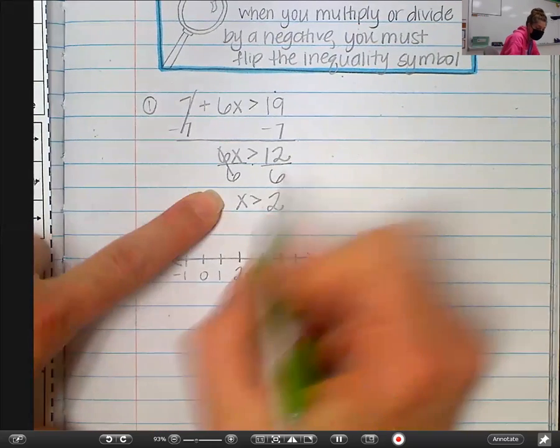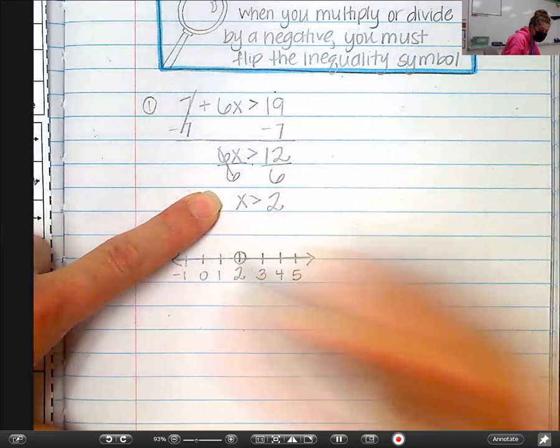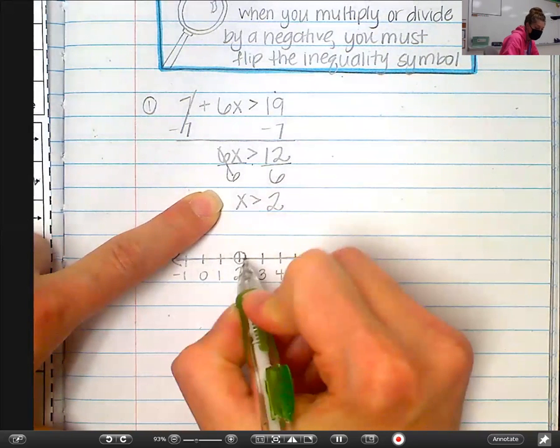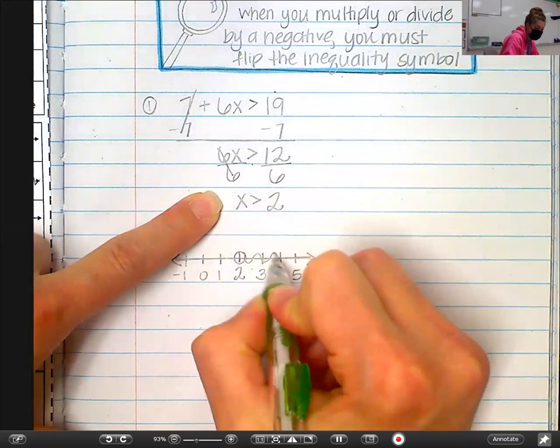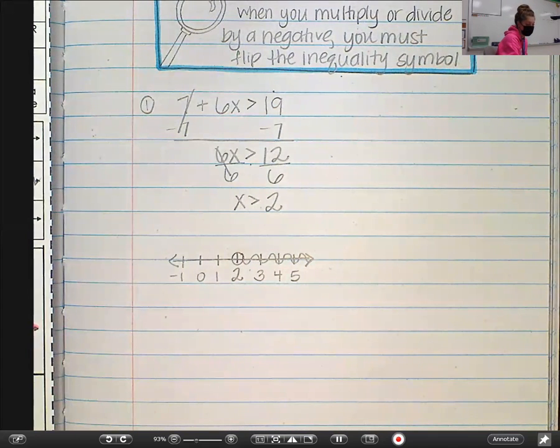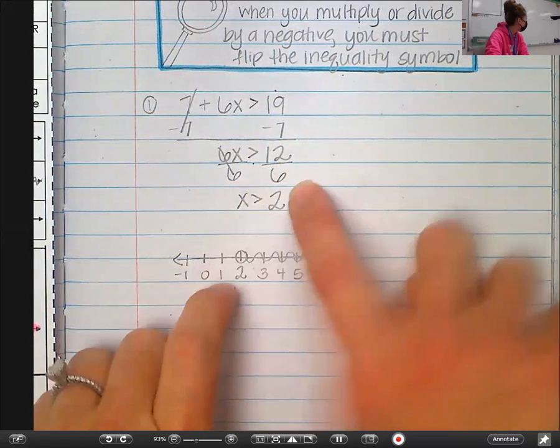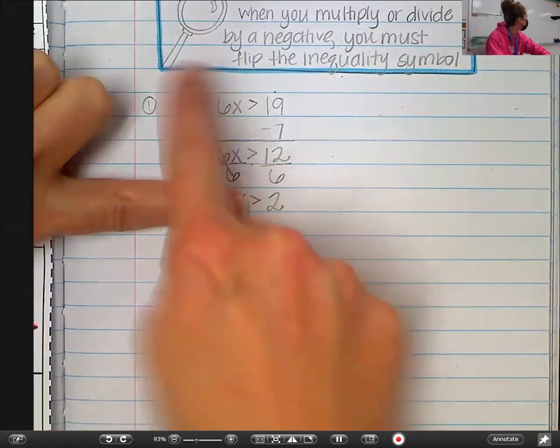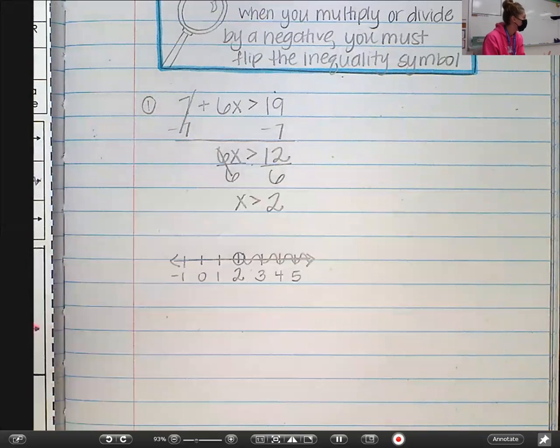Okay, so let's go ahead and graph that. We have x greater than 2. And put this open circle, and squiggle the greater than sign. One student noticed a couple years ago that this symbol was almost like an arrow pointing in the direction that squiggle should be going. I don't know if you've ever noticed that before.